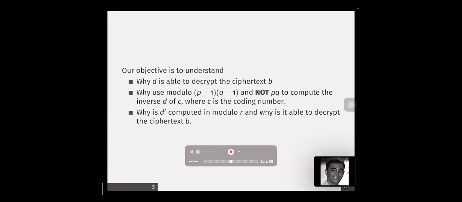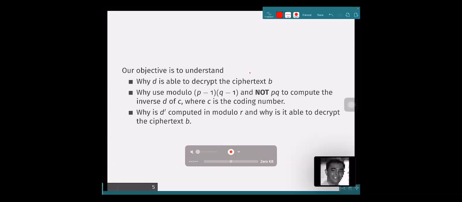Okay, but there's another way, which is using the period, the period R. Which brings us to point number 3. Why is D prime computed in modulo R? D prime is another inverse, which we compute in modulo R. It is the inverse of C.